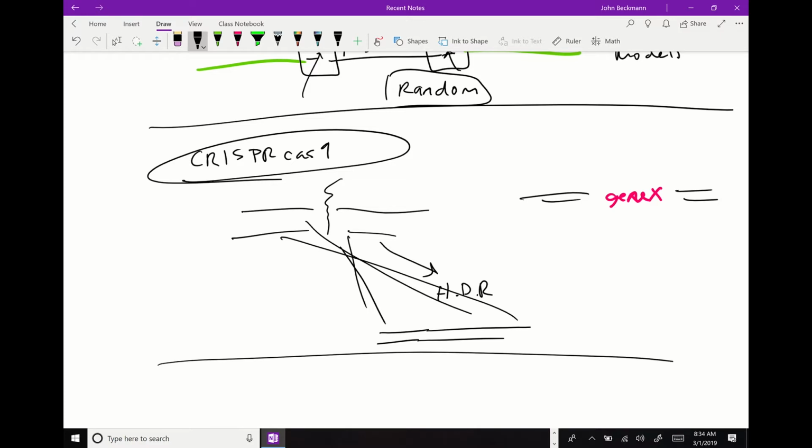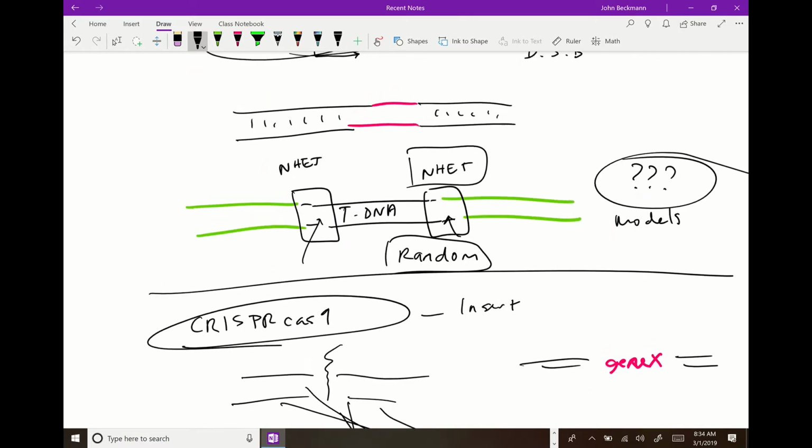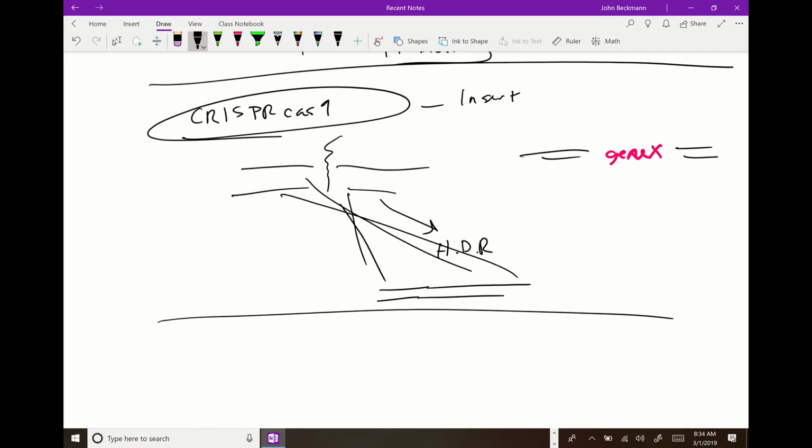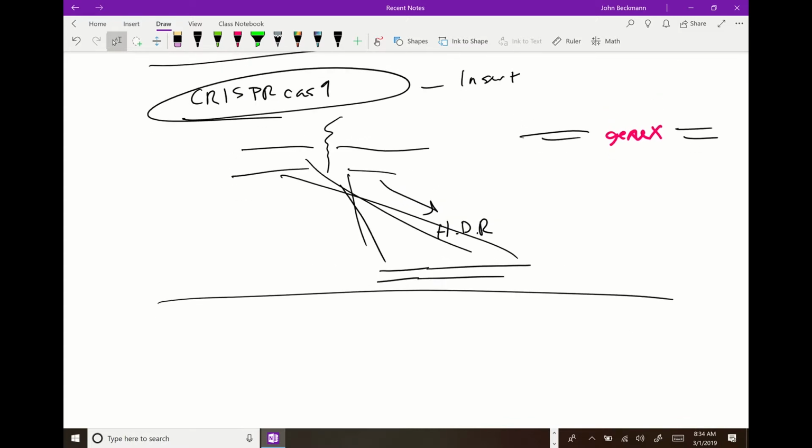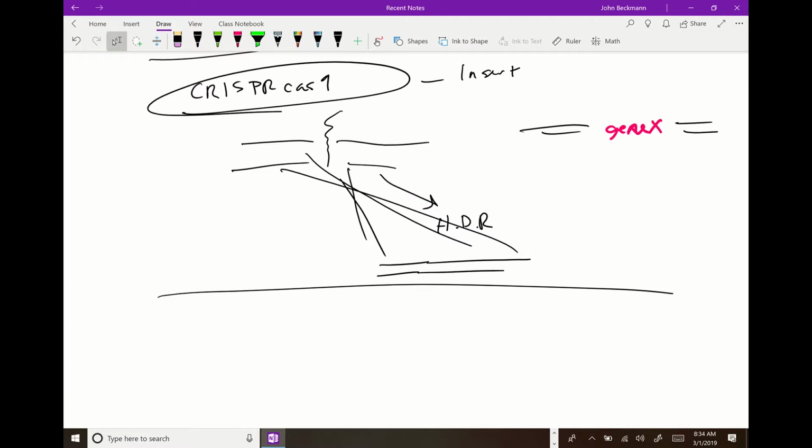So let me ask a question. I'm telling you, you can insert genes with CRISPR. You can do that. You can also insert genes with Agro. Why would you choose one or the other? Why would we still be using Agro today? Any thoughts?